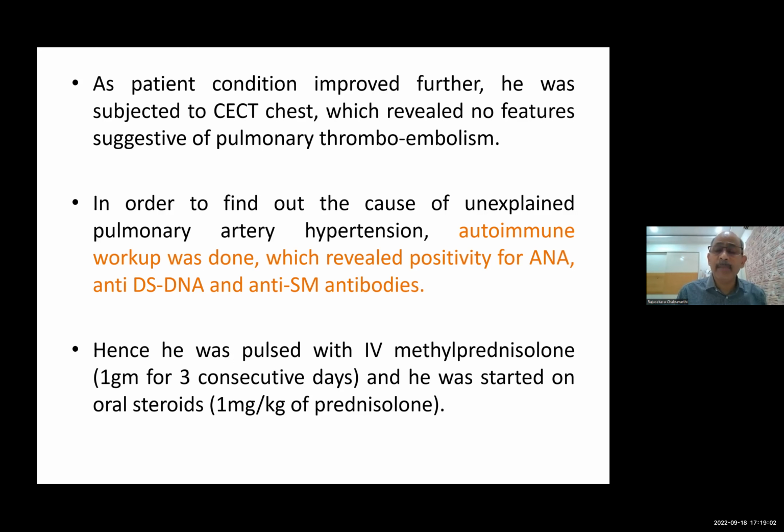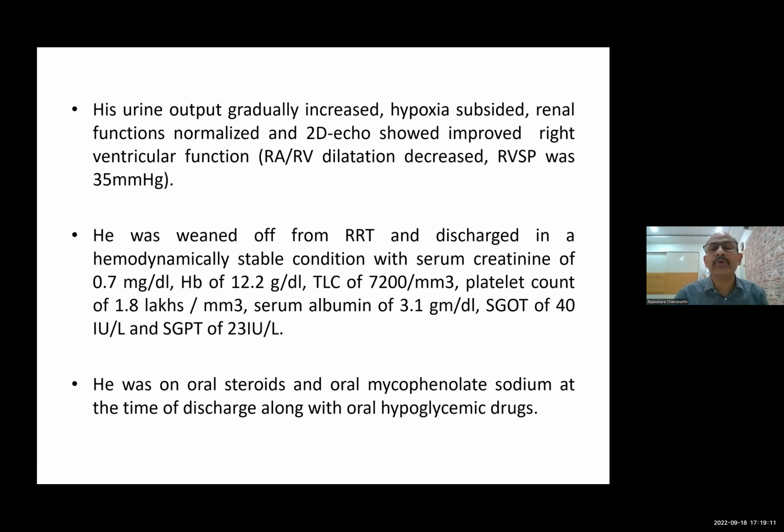He was given pulse methylprednisolone for 3 consecutive days, 1 gram each. By then, all cultures were negative, and his urine output, which was close to anuria, as you saw, less than 20 ml per hour, now started improving.